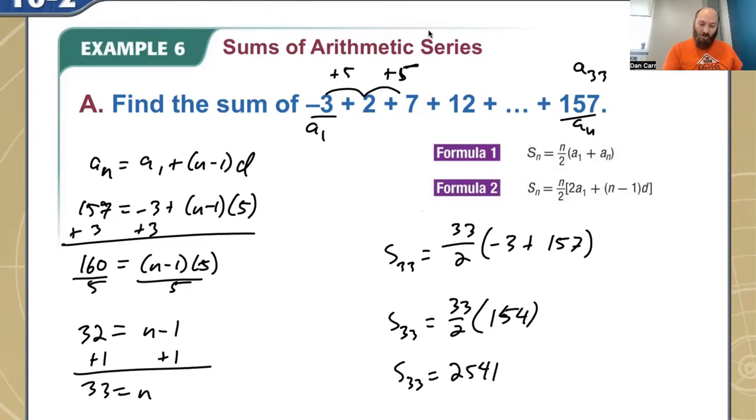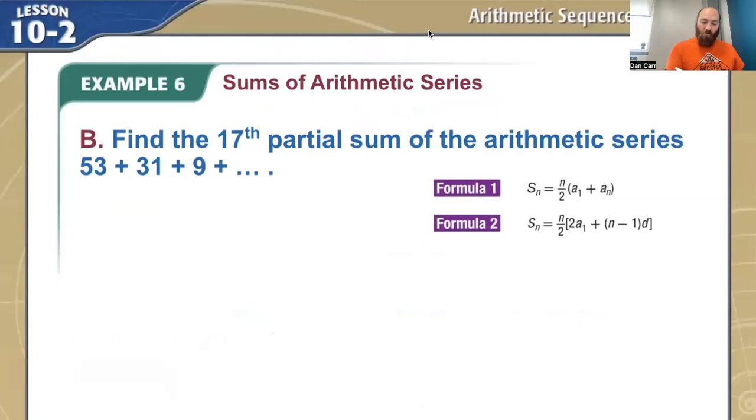Okay, so that's what our goal is going forward. So find the 17th partial sum of the arithmetic series. It says here 17th, so we know we're going all the way up to a sub 17. We have the first term, a sub 1, is 53. And then we look at our pattern here. So I got 31 minus 53 is giving me a -22.